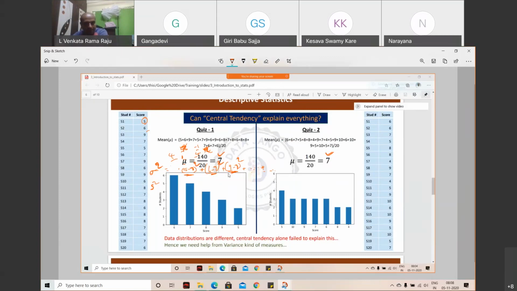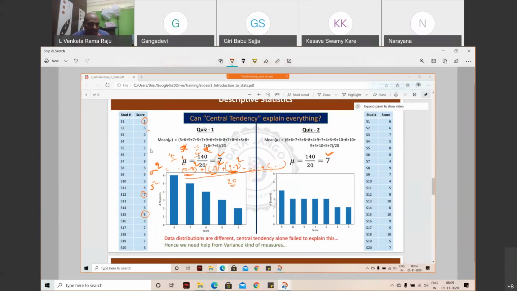Now we know the distance for all the data points. We need the average distance. That's where we are dividing by n. N is 20. So this is the variance formula. When you do this, the average squared distance is what you get. When you take a data point, the squared distance of that data point from the mean is going to be that much. That's the variance.